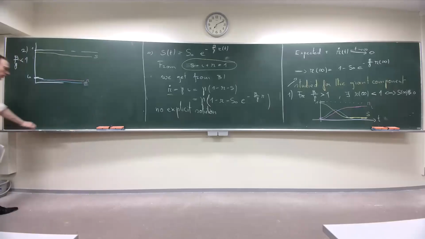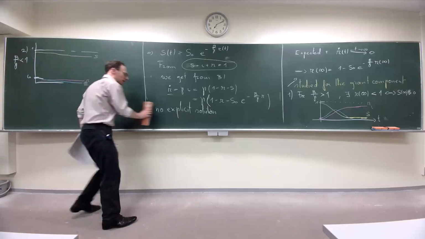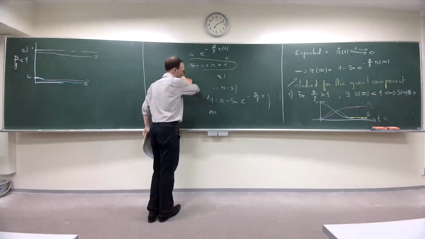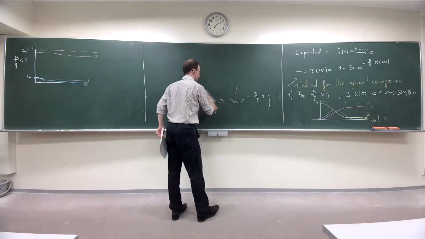You can do the plot also for beta over gamma equal to 1. I don't know the answer, so I let you do it.